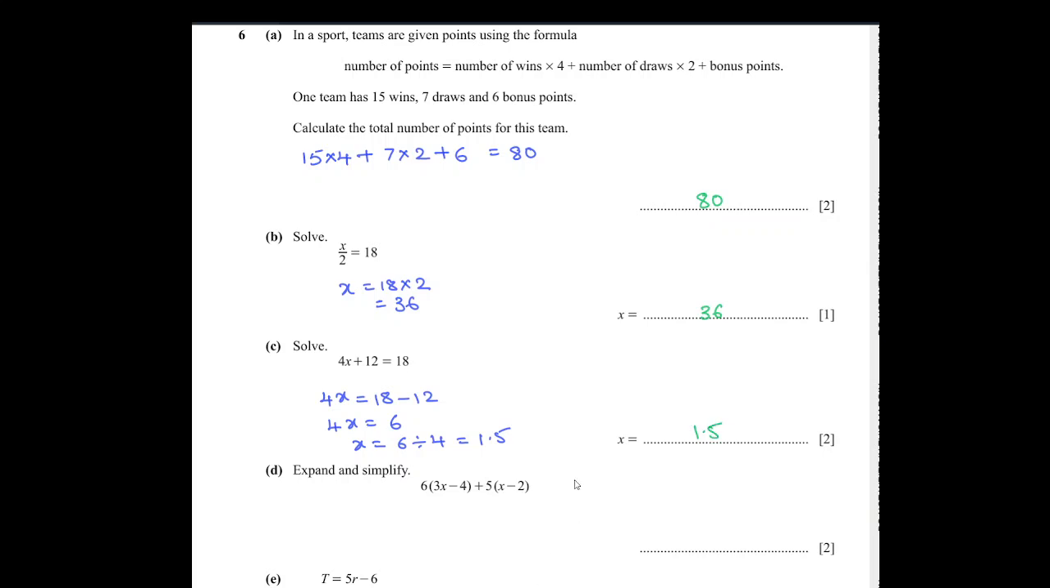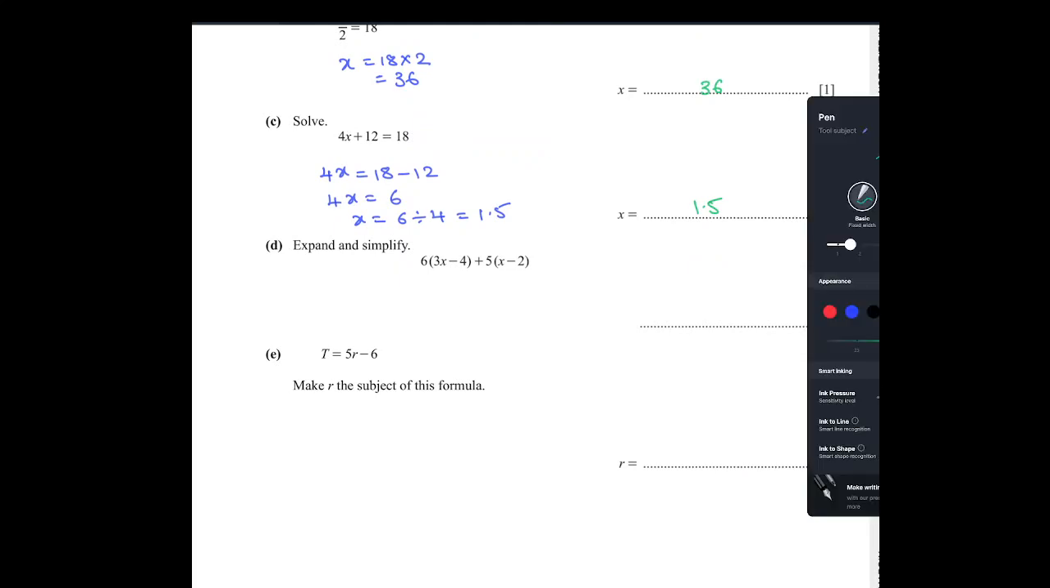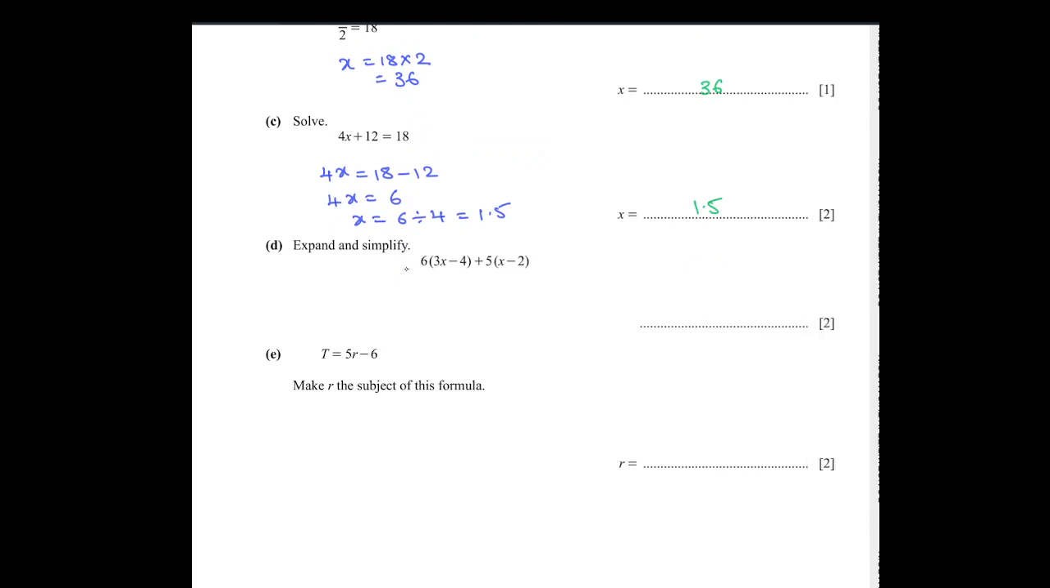Question number C is done. Question number D. Expand and simplify. You have to expand, then simplify it. Okay, so 6 multiplied in brackets 3x minus 4. So you have to multiply 6 with 3x also and 6 with minus 4 also. And the same way 5 multiplied by x and 5 multiplied by minus 2, but add them. So 6 times 3x, then minus 6 times 4 plus 5 times x minus 5 times 2.